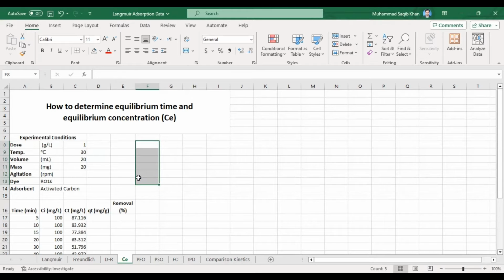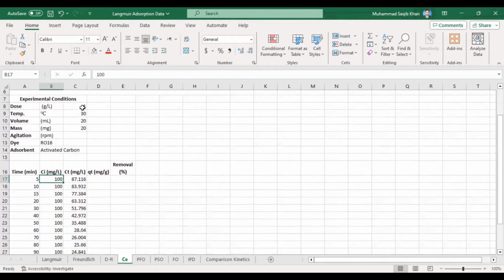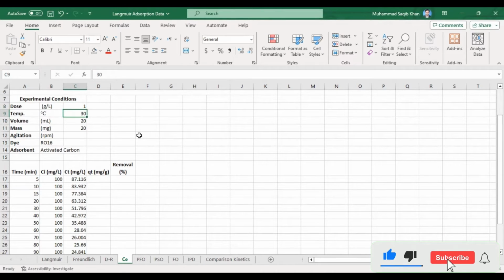You can see over here, I ran this experiment with an initial dye concentration. The dye which I used was RO16 dye. The initial concentration of that dye was 100 ppm, or 100 milligram per liter. The other experimental conditions: the dose was 1 gram per liter. The temperature was 30 degrees C, since we did it in summer, and we set our shaking incubator at 30 degrees C.